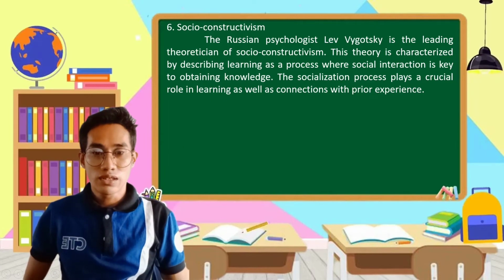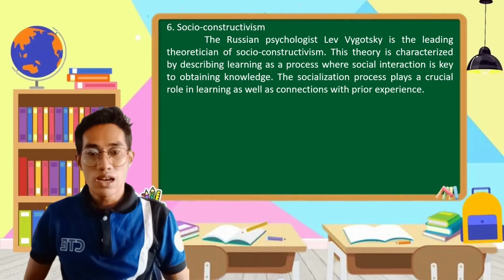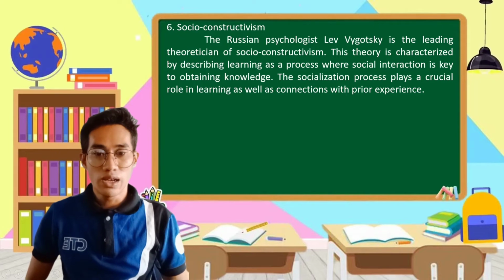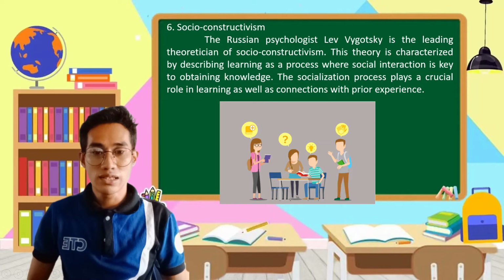Sixth, socio-constructivism. The Russian psychologist Lev Vygotsky is the leading theoretician of social constructivism. This theory is characterized by describing learning as a process where social interaction is key to obtaining knowledge. The socialization process plays a crucial role in learning, as well as connections with prior experience. An example: discussion, even in lectures, promoted by the educator, asking open questions and allowing time for responses.